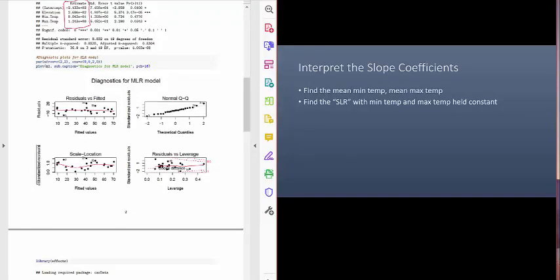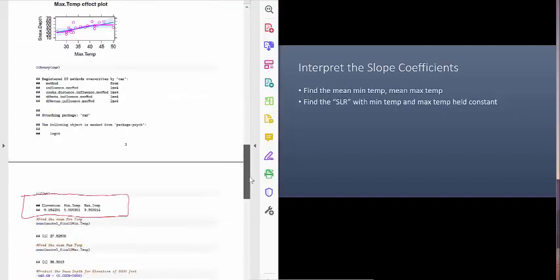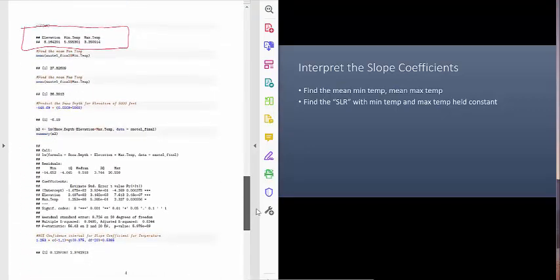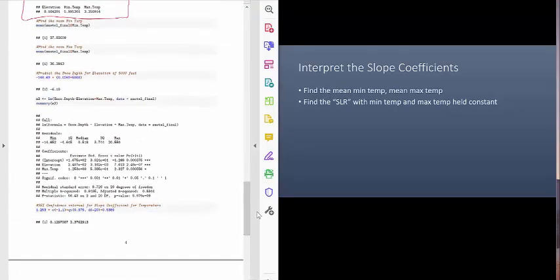Next, we will interpret the slope coefficient for elevation while holding the min temp and the max temp constant at their mean value. To find the means for min temp and max temp, we use this code right here, and we find that the average min temp was 27.82609 degrees Fahrenheit, and the average max temp was 36.3913 degrees Fahrenheit.